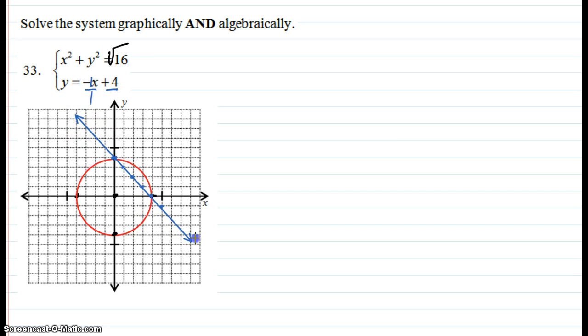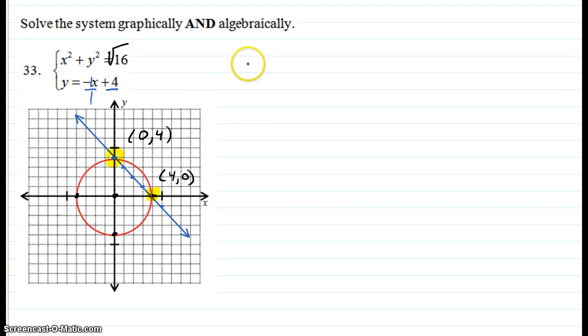But since the directions that we actually read today say solve algebraically, we're going to solve it both ways. So right now we think the solution is here, and we think the solution is here. I think the first solution is going to be 0, 4, and I think the second solution is going to be at 4, 0. So two answers.